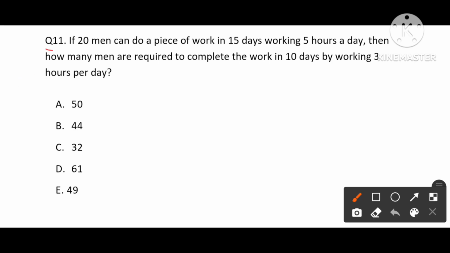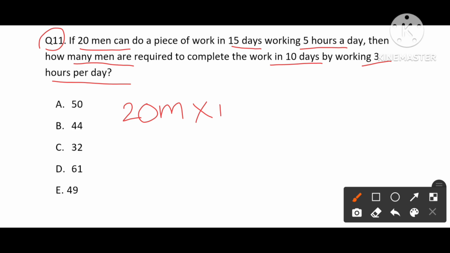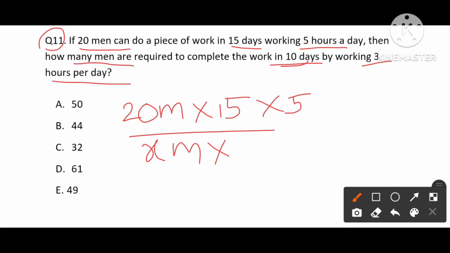Now we are going to see question number 11. If 20 men can do a piece of work in 15 days, working 5 hours a day, then how many men are required to complete the work in 10 days by working 3 hours per day? So it is given that 20 men can complete the work in 15 days, working 5 hours. And it is asking how many men are required. We don't know how many men are required to complete the work in 10 days, working for 3 hours per day. So by dividing these two, we get the value of our answer.